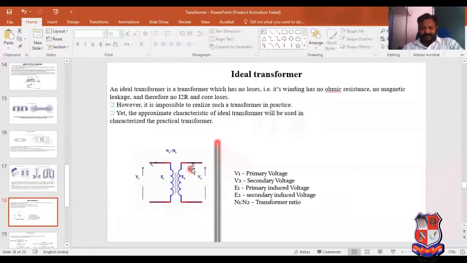Here you can see that two windings are there. This is your primary winding having N1 turns. This is your secondary winding having N2 turns. Voltages V1, V2, EMF induced is E1 and E2. V1 is primary voltage, V2 is secondary voltage, E1 is primary induced voltage, E2 is secondary induced voltage, and N1 and N2 give the transformation ratio, N1 upon N2. This can be expanded as N1 upon N2 is equal to V1 upon V2 is equal to E1 upon E2 is equal to I2 upon I1. Turns ratio. I think you understand this.